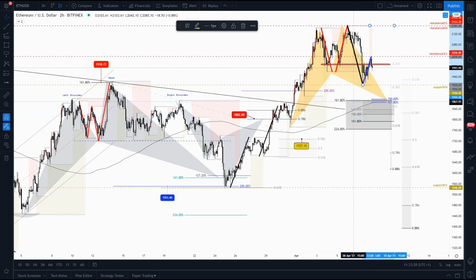We have clear convergence between the 127% Fibonacci extension of the very first swing low and the previous swing high. Okay, we have that convergence, and we have that box. So we have a cluster box, a very interesting cluster box here for Ethereum.